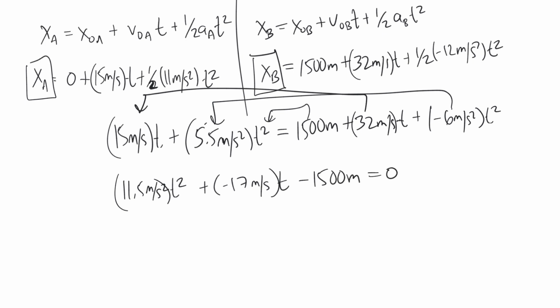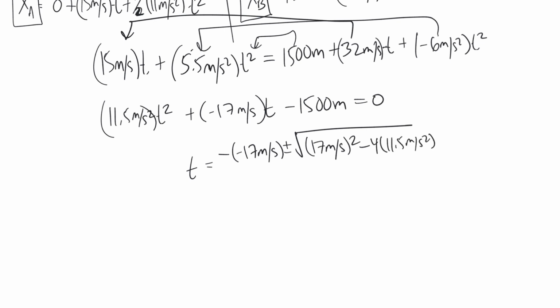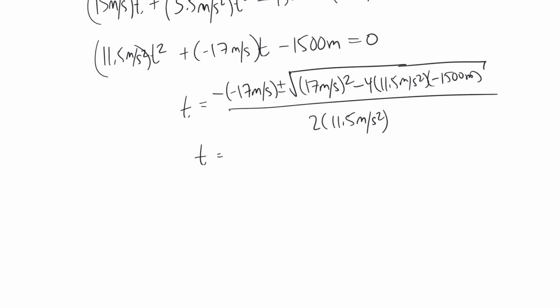Okay, so now this is a nice, pretty quadratic formula. So I can say t equals negative b, which is negative 17 meters per second, plus or minus the square root of b squared. I'm not going to bother with that negative sign because it's going to get squared out. Minus 4a, which is 11.5 meters per second squared, c, negative 1,500 meters, all divided by 2a, so 2 times 11.5 meters per second squared. And of course, if you'd had a stronger calculator with you, it would be nice because you could just use it to solve this for you. You do not have a stronger calculator.